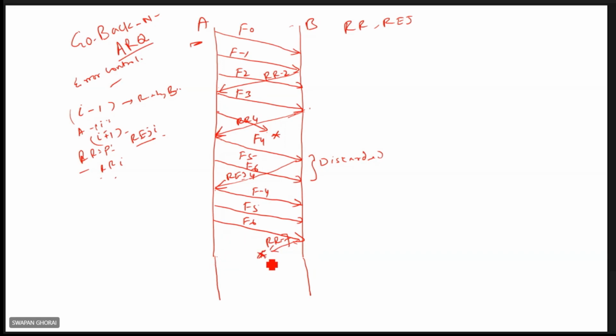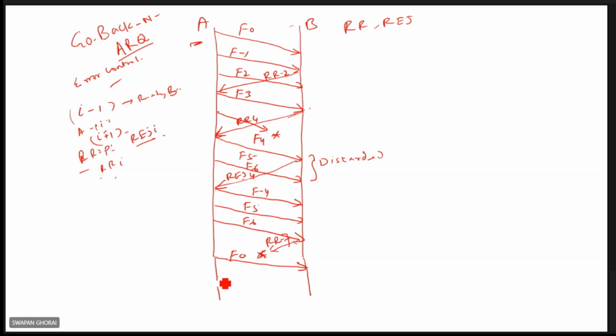I'll tell you why it is 2 to the power 3. It is not 8 frames, it will be at least 1 less. So the next frame will also be transmitted, that is F0. F0 will be transmitted, but still, since the acknowledgement is not there after transmitting 4, 5, 6, even F0.